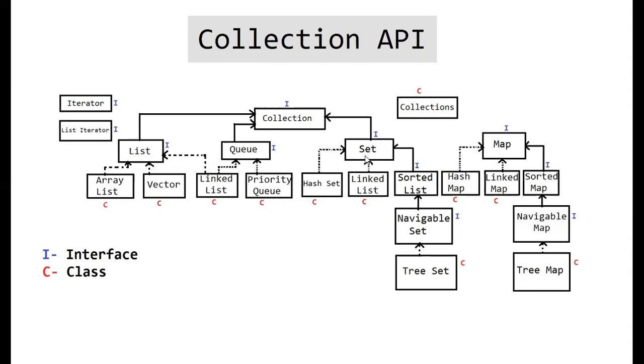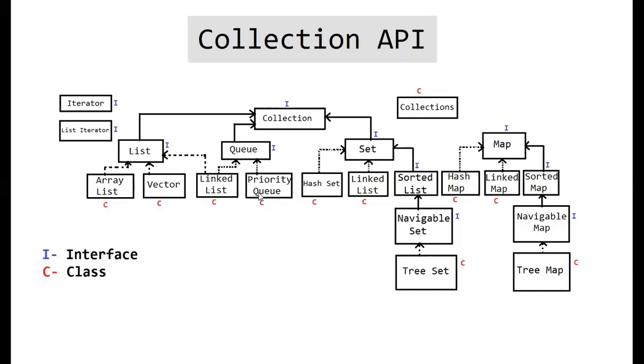Whatever information comes for Set, the same thing comes for Map, with a little bit of change. Here List will come, here Map will come. So first, for all these three sub-interfaces, LinkedList is the common class which is inherited. LinkedList is the class which will implement List, Queue, and Set. Then at List level we have ArrayList and Vector.